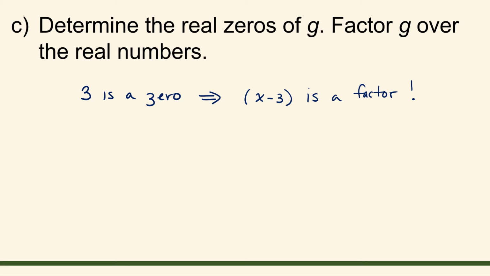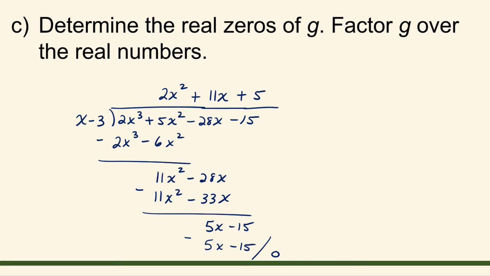So with that fact, we will use long division to now find the other factor or factors of g of x. When we divide 2x cubed plus 5x squared minus 28x minus 15 by x minus 3 using long division, we can see that the quotient is 2x squared plus 11x plus 5, and we do get a remainder of 0. Thus, not only is the quantity x minus 3 a factor of function g, but the quotient 2x squared plus 11x plus 5 is also a factor of g.